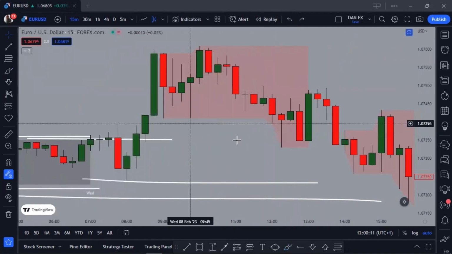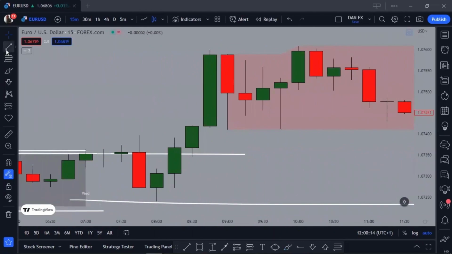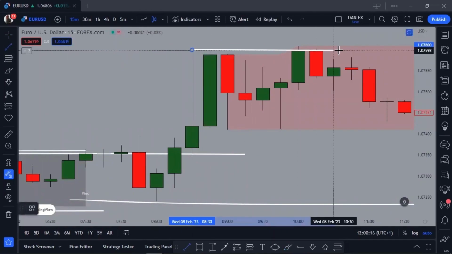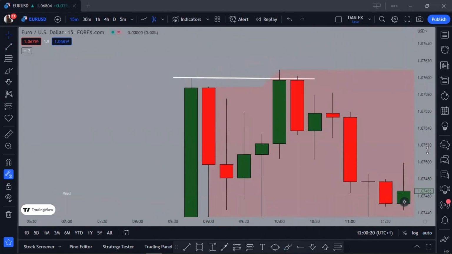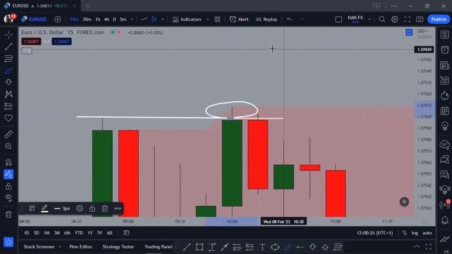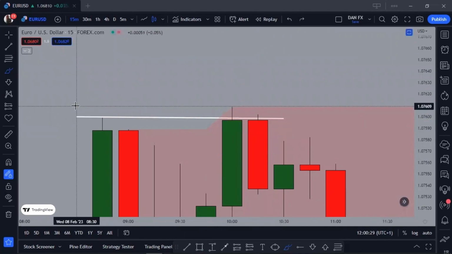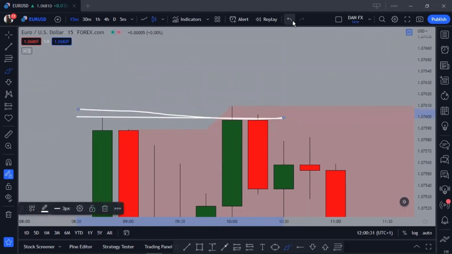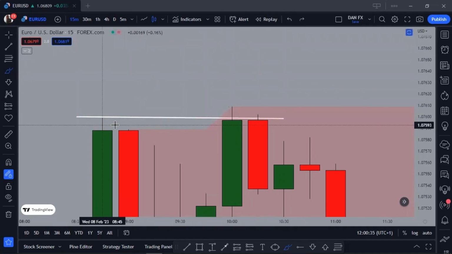Now, if you zoom into this and you draw a horizontal line, what can you see here? You can see that they go back to that high. You can see they don't close above. They just throw this wick above. Now this wick takes out any pending orders here or any stop losses in here. That's the purpose of this wick. And you can see they don't close above.